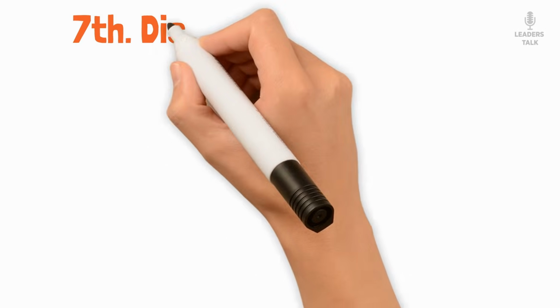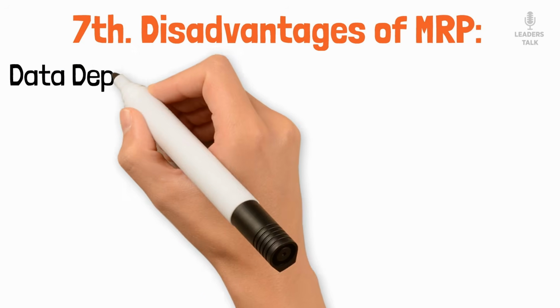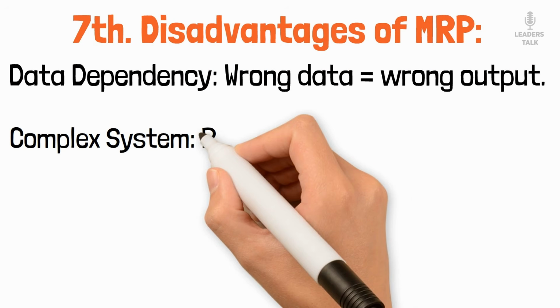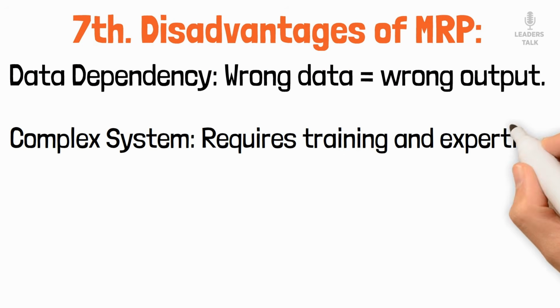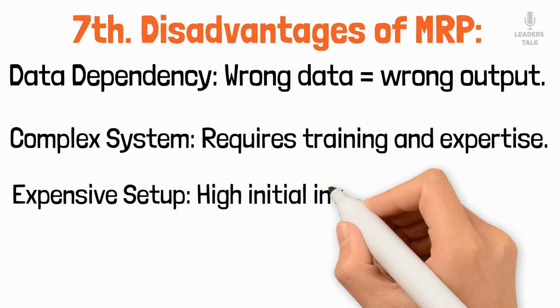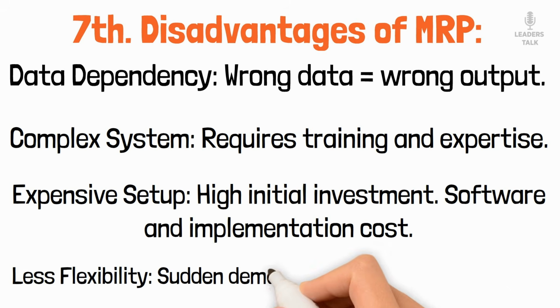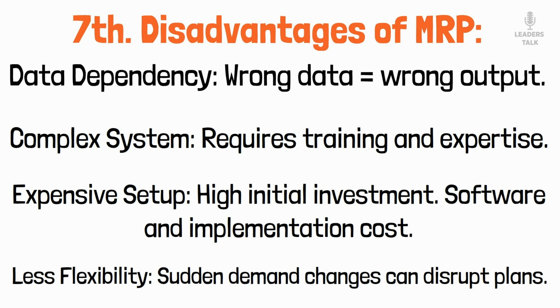Seventh, disadvantages of MRP: data dependency. Wrong data equals wrong output. Complex system requires training and expertise. Expensive setup, high initial investment. Software and implementation cost, less flexibility. Sudden demand changes can disrupt plans. For example, during global chip shortages, even big companies struggled despite having MRP systems.